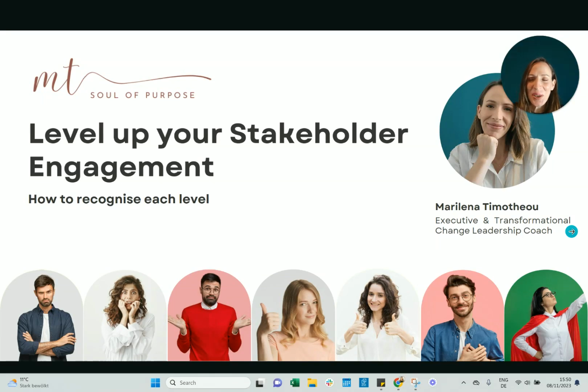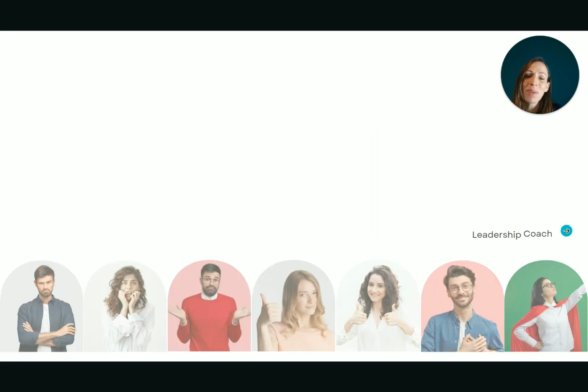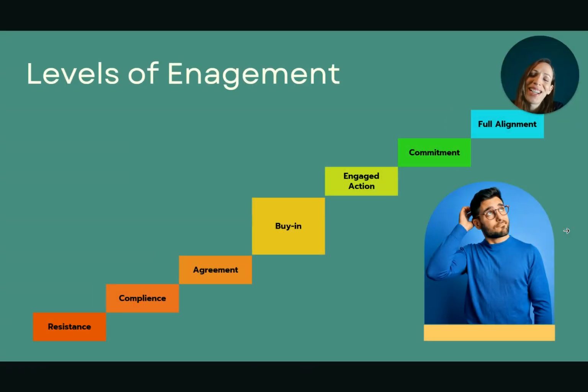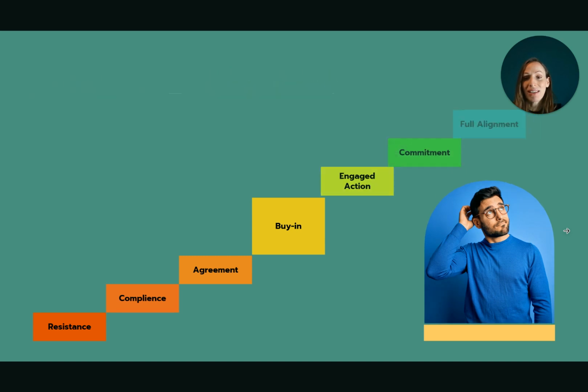Hi, everybody. So today we're going to be learning how to level up your stakeholder engagement and really how to recognize where your stakeholders are in the various stages of engagement when you're trying to drive change. So there are a few steps in order to drive engagement, and these are 7 different steps. And we're going to discover each and every one of them so that you can identify where your stakeholders stand.